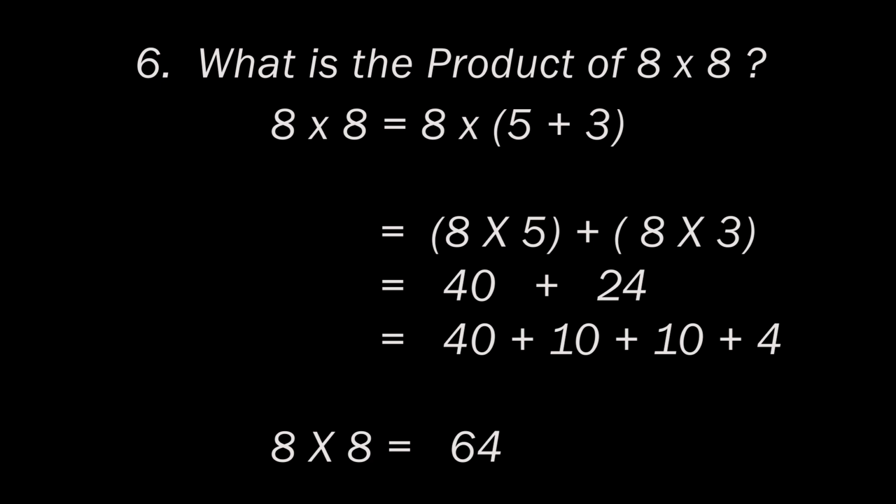Change the 24 to 10 plus 4. Now just add: 40 plus 10 is 50, plus 10 is 60, plus 4 is 64. Therefore, 8 times 8 equals 64.